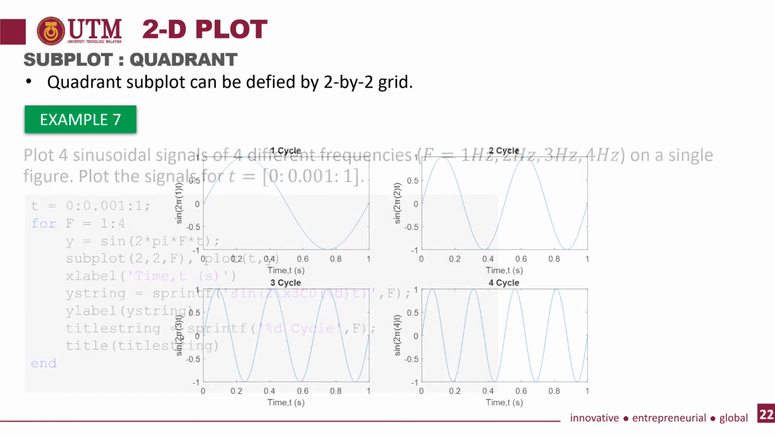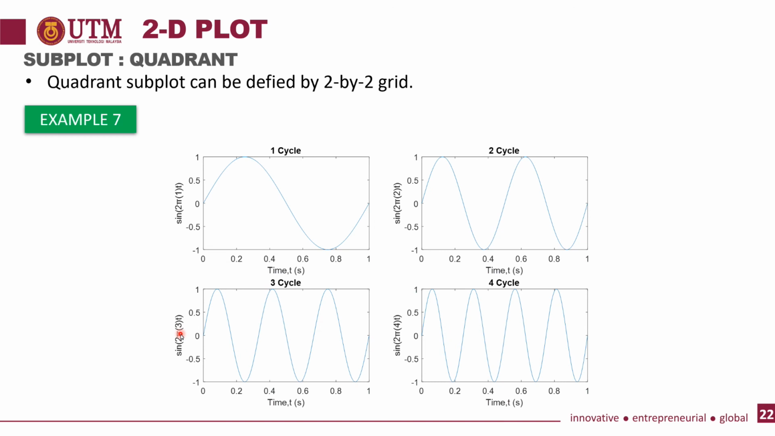So you see here, this is how you can create a quadrant subplot, a plot with a total of 4 different graphs. This is position number 1, this is position number 2, this is position number 3, and this is position number 4. You must make sure which position you want to put your graph onto.